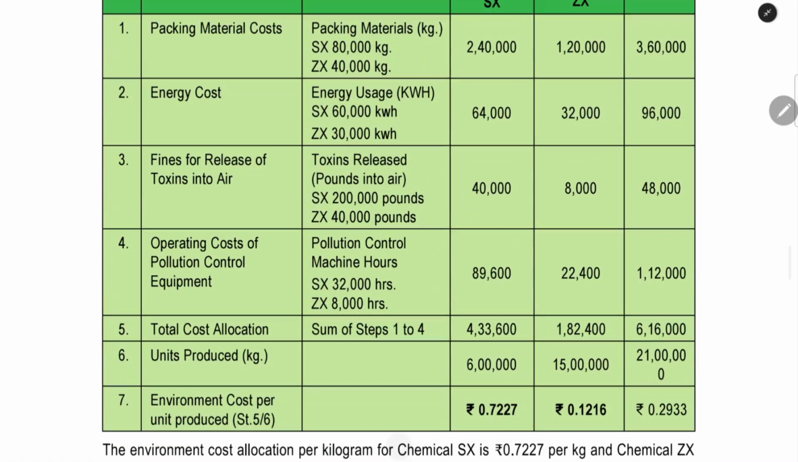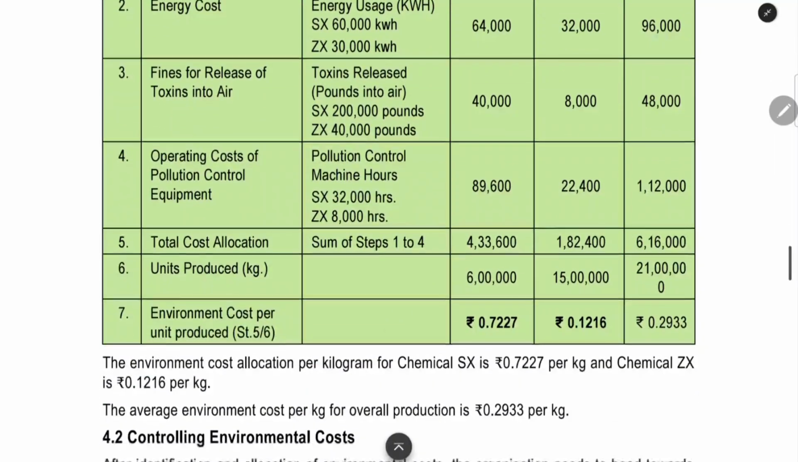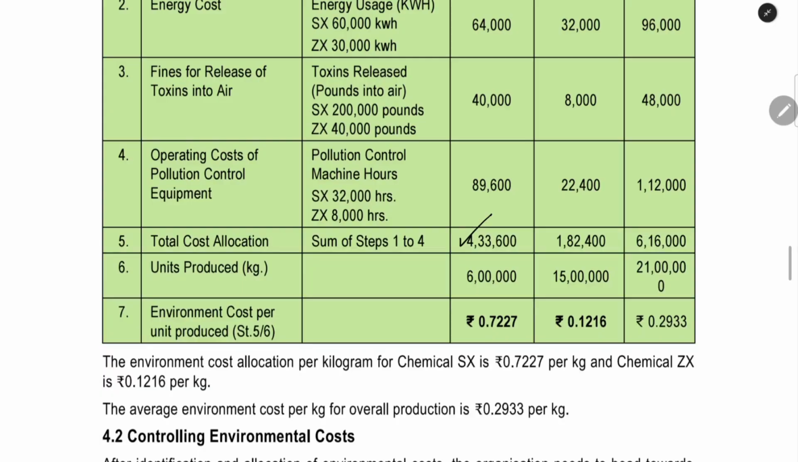Now, they are calculating the total cost. For the chemicals, they have allocated each cost. Now, total cost allocated, they are calculating. Total units produced, they have already given in the question. You are calculating the total environmental cost allocated divided by the total units produced. Now, you will get total environmental cost per unit produced. This is the answer to this question. If you divide the total cost by the total units without allocating, you will get the overall environmental cost per kilogram. That's all for this question.